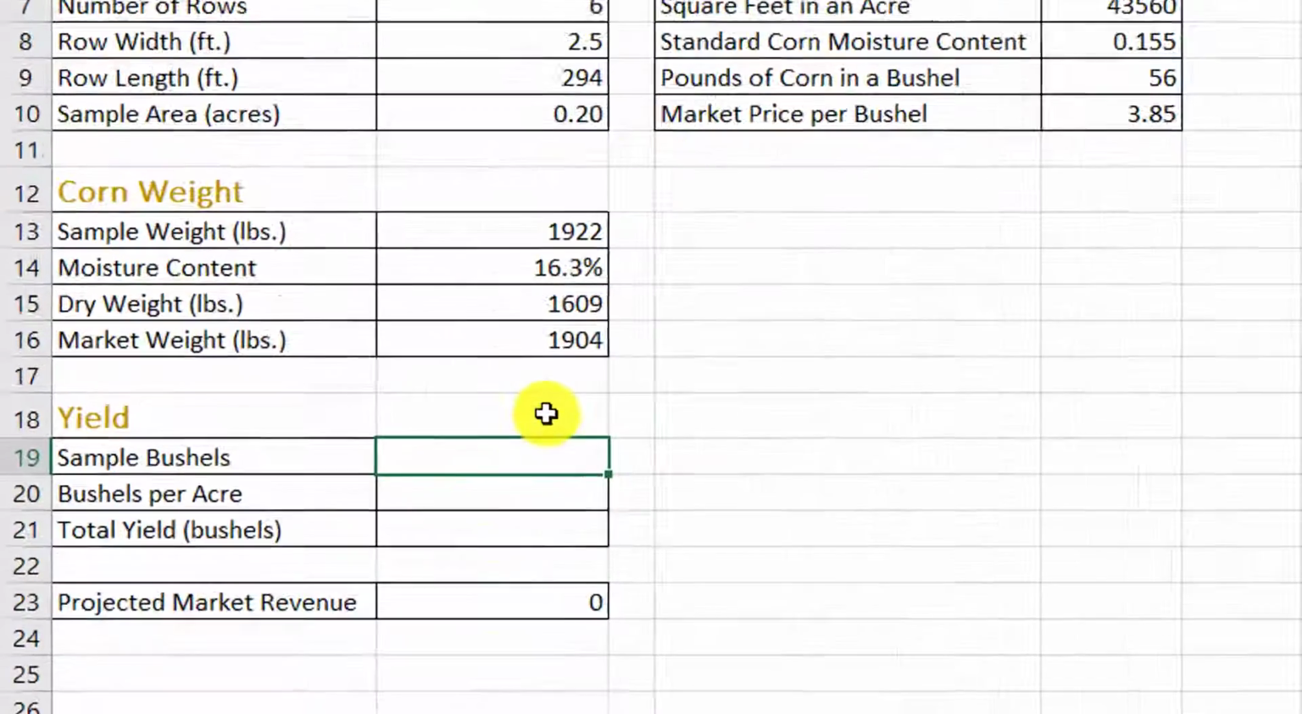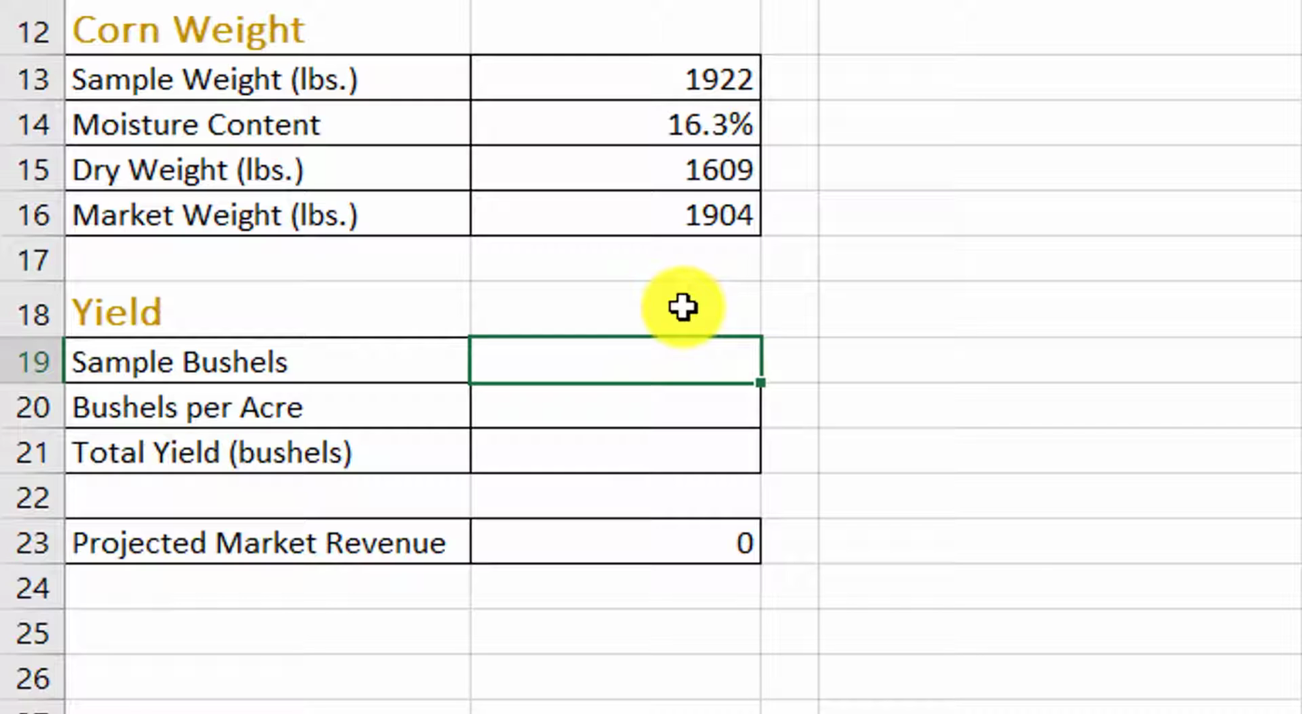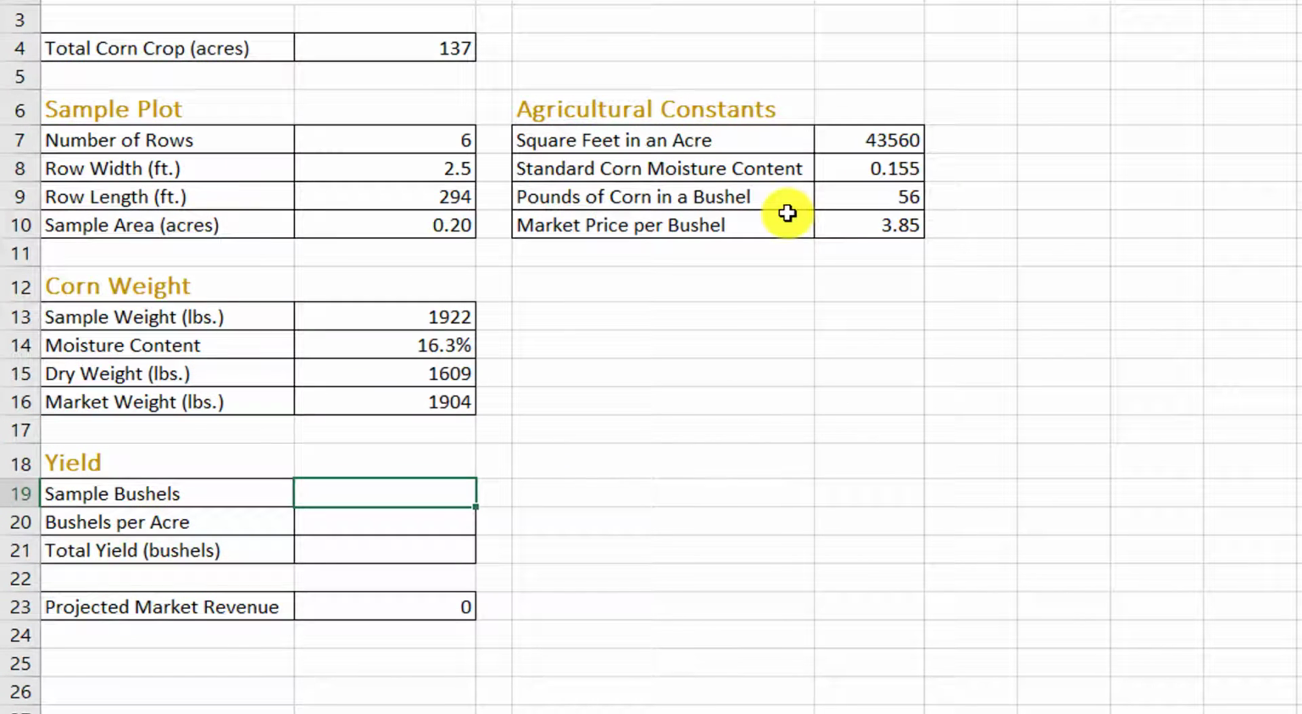Okay, so the problem with this one is that in our example, corn isn't really measured by weight. It's actually measured by how many bushels. Again, I'm not familiar with bushels, but that's how it's going to be measured, so how many bushels we can sell. And you see this number here is pounds of corn in a bushel. So now we can estimate, based on the weight, how many sample bushels we have. Again, this is a formula, it's not just a number we're going to input, and that's important to know. So we're going to enter the formula to get our sample bushels, B16.